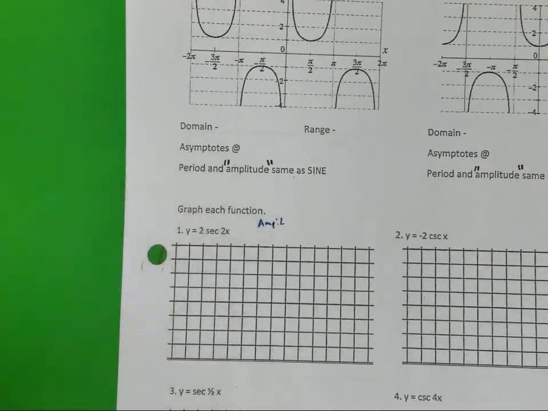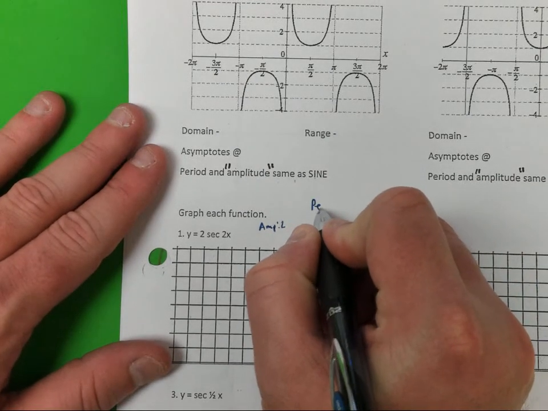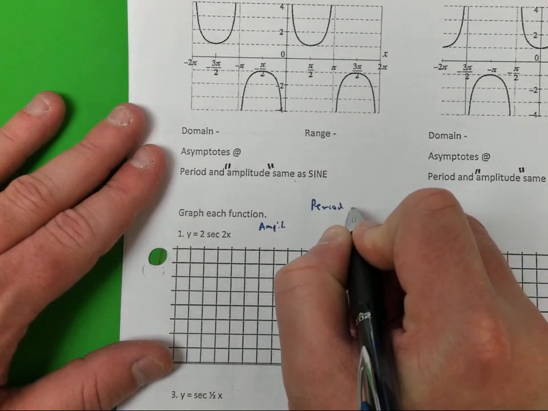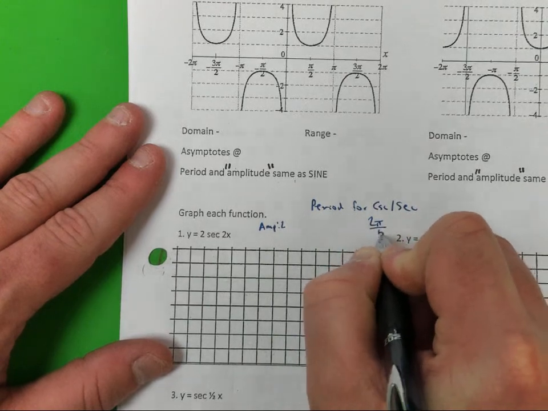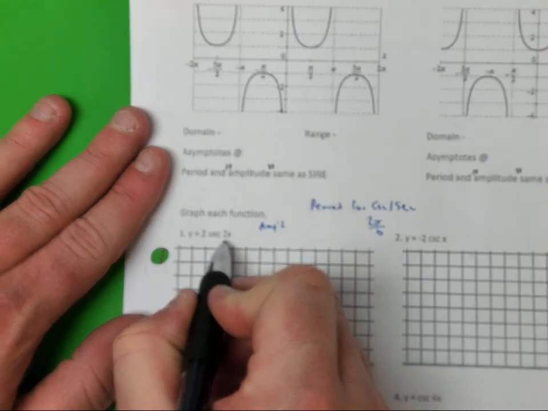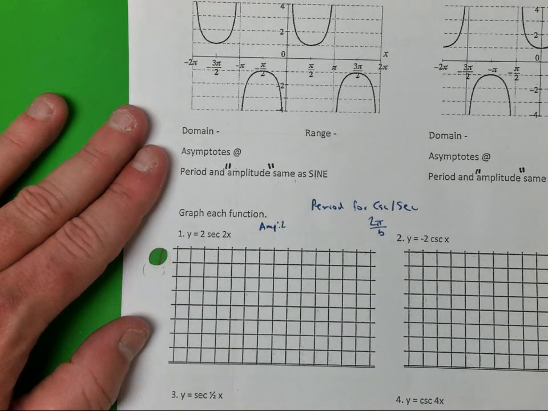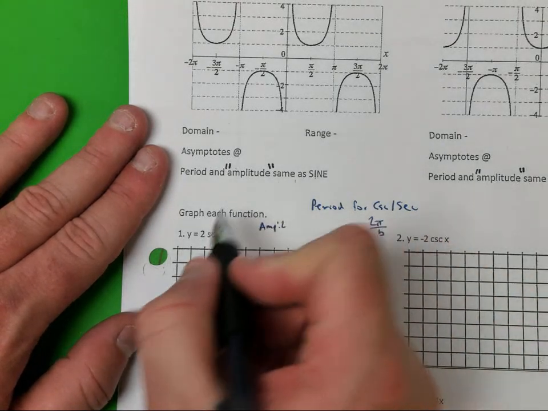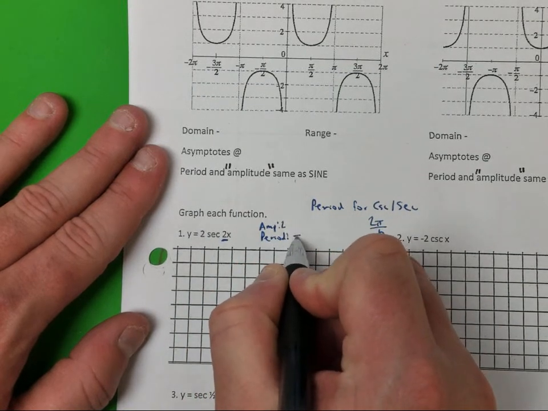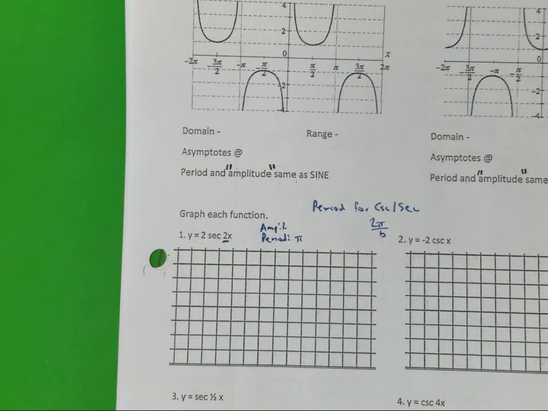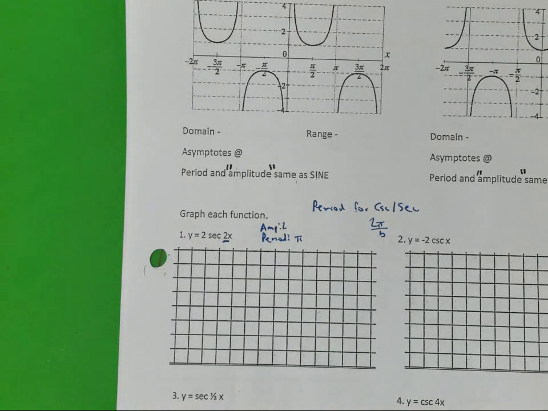Now you say, okay, the period formula for sine and cosine was 2 pi over b. What is the period formula for secant and cosecant? It's the same thing. The period formula is 2 pi over b as well. So my b value is 2 here. So 2 pi divided by 2 is pi. Now, I'm not going to make you graph phase shift and vertical shift with this. It's just going to be amplitude and period, okay?